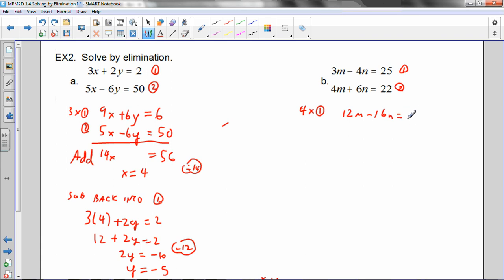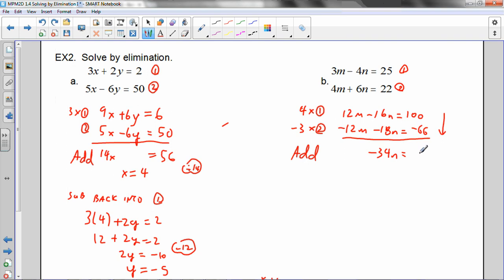16n equals 100. You get a little bit worried when the numbers start getting big, but this should be okay. And then I'm going to multiply by negative 3 times the second one, and then I get 12m and negative 12m. Multiply by negative 3 and negative 18n, negative 66, and then add down. Then the m's are gone. See, we just got to find something to multiply both equations by so that when I add, one of the variables is gone. In this case, the m's were gone.